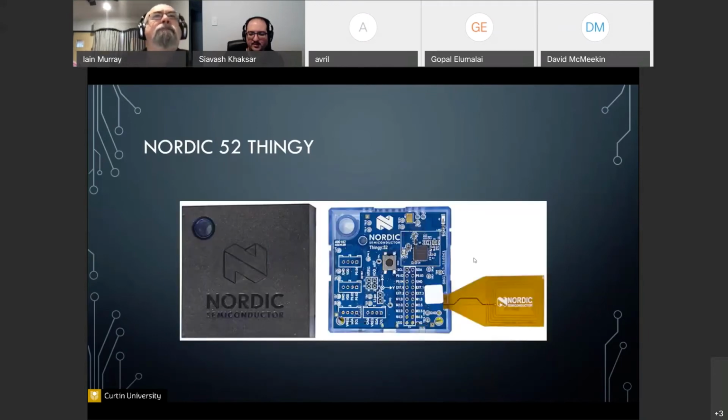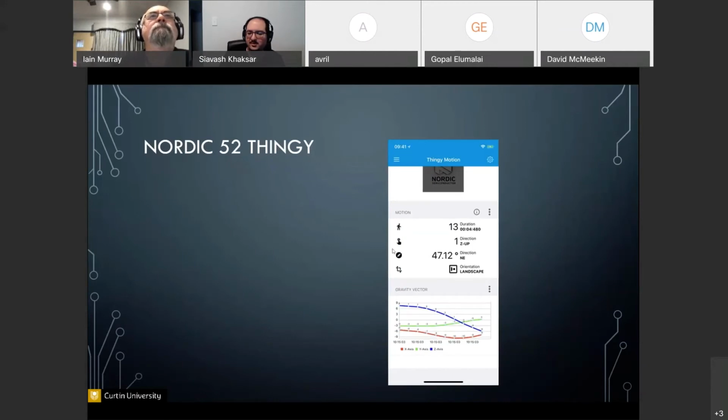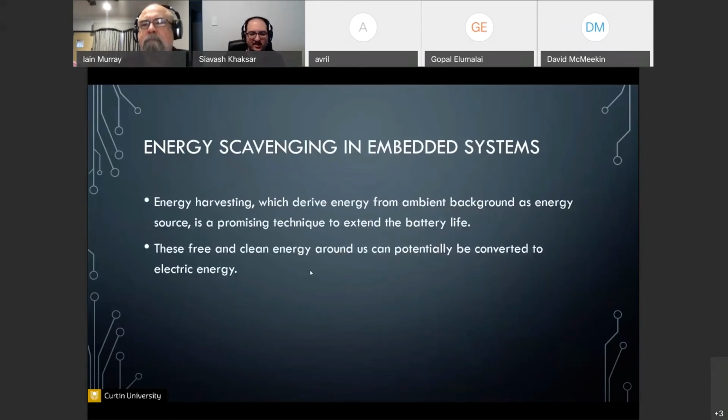All right, and here's the casing for it, and the way it looks, and their software interface. How about I'll cover that afterwards.